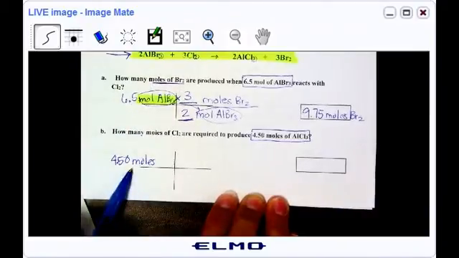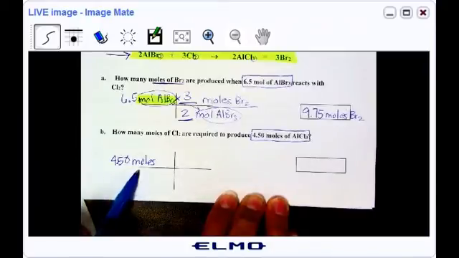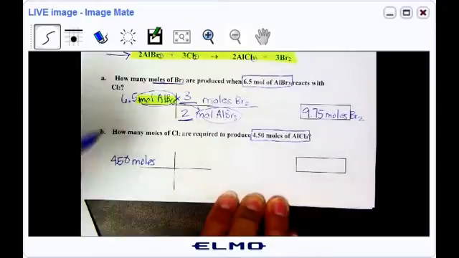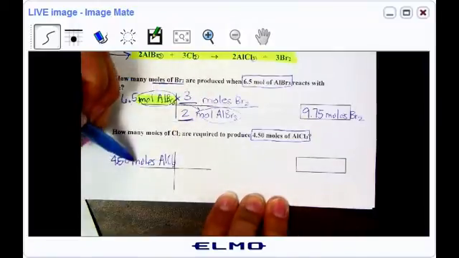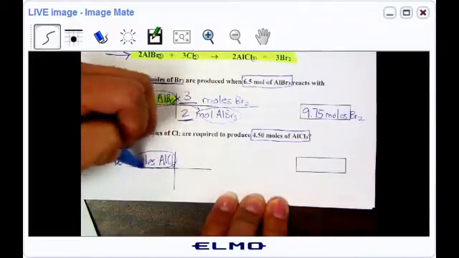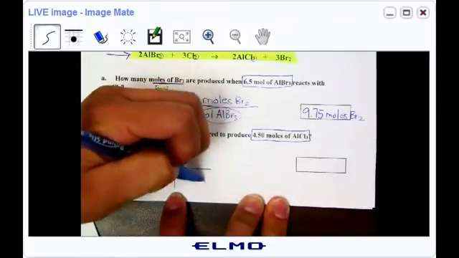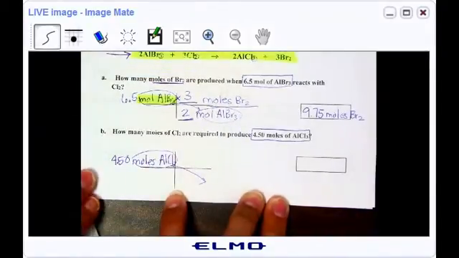Do not leave it like this. You need to include moles of what? Because if that's what's here, then you know what's going to go down here. Moles of AlCl3.